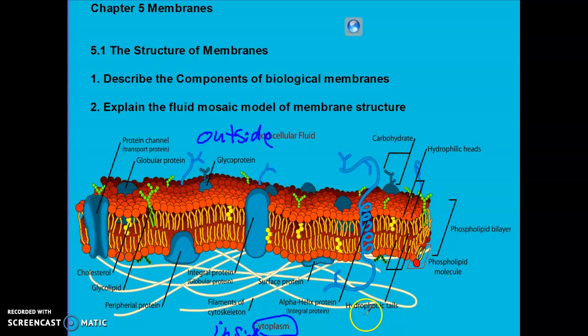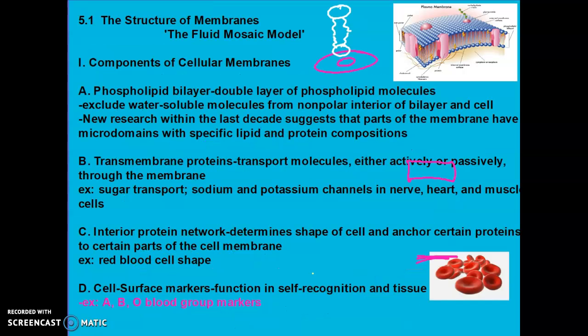So just really a lot of stuff that we're going to talk about in here, and the importance of those different components as well. So the structure of the membrane, we do use that term fluid mosaic model.